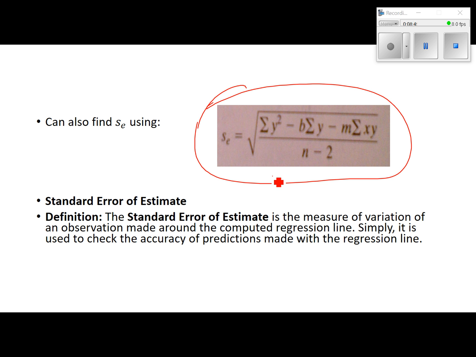Standard error of estimate is a measure of variation of the observation made around the computed regression line. Just simply, it is used to check the accuracy of your predictions. So we're just trying to figure out how accurate our predictions really are using our regression line.